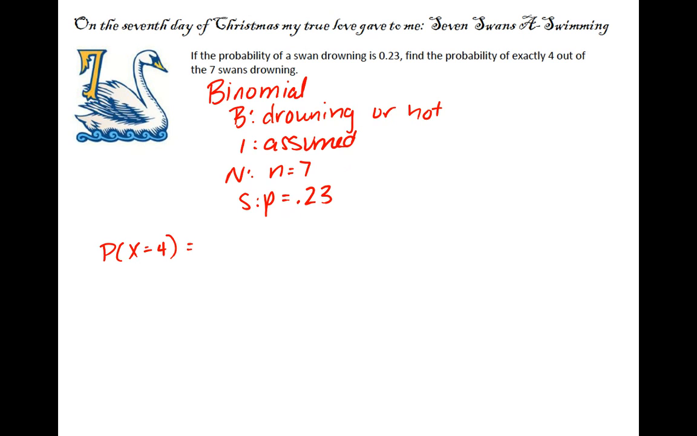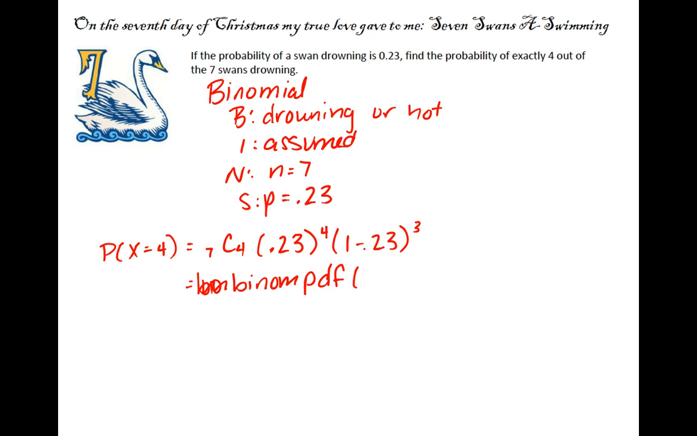We would be looking at 4 choose 7, or I'm sorry, 7 choose 4. Had those backwards. And then probability of success to the 4th power, probability of failure to the third power, because if 4 drown, then 3 do not. Or we can use the calculator. That'd be the binomial PDF here. N is 7, P is 0.23, and then X would be 4. So if I were to type that into my calculator, I get 0.0447.